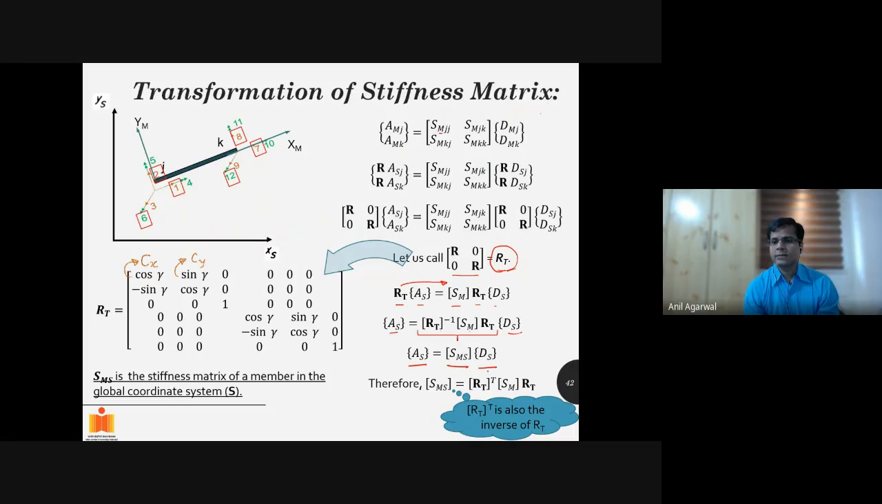AS will be equal to SMS DS. This SMS is nothing but the stiffness of the member in the structural coordinate system. This M corresponds to member. Okay, which can be written as RT transpose or RT inverse SM RT. And as we had discussed, R inverse was equal to R transpose, and similarly RT inverse will be equal to RT transpose. So I can write that as RT transpose SM RT. Okay. So if I know the stiffness matrix in the local coordinate system, I can do pre-multiplication with RT transpose and post-multiplication with RT. I'll get the stiffness matrix in the structural coordinate system.